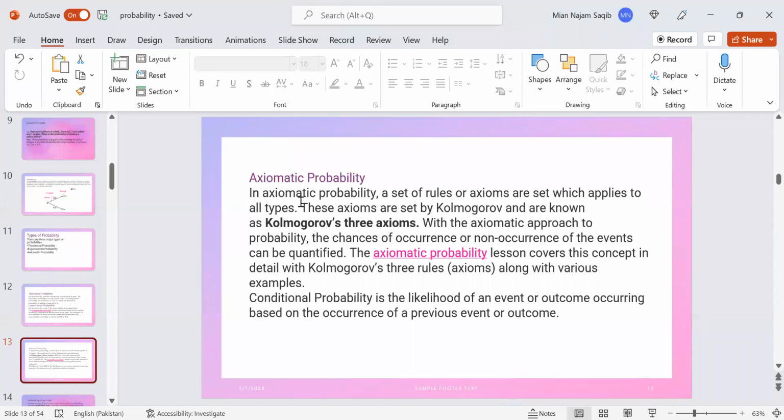Conditional probability, on the other hand, is the likelihood of an event or outcome occurring based on the occurrence of a previous event or outcome.